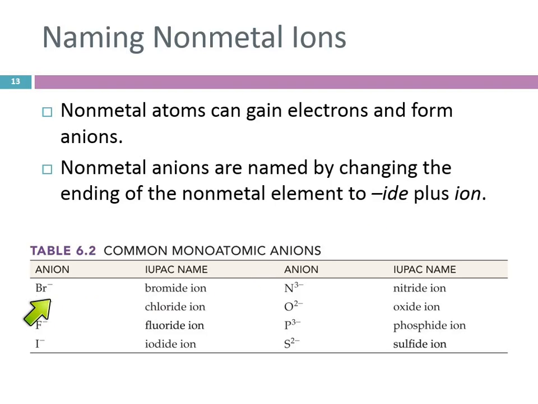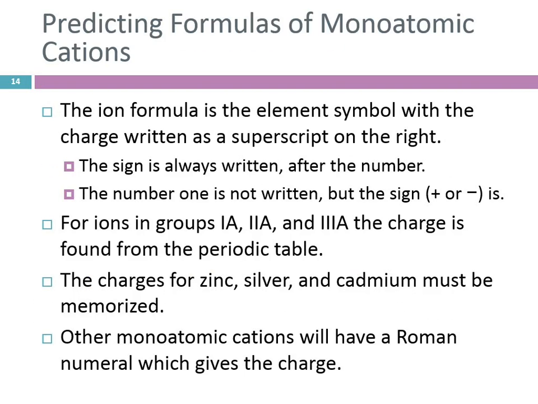So Br is bromine. When it's an ion, it's bromide. Chlorine becomes chloride. Oxygen becomes oxide. What happened to the "yg"? I don't know. "Oxygide" sounded dumb. There's some little exceptions in here. Phosphorus is phosphide. And sulfur is sulfide. So we're taking the ending of the name, changing it to "ide," adding the word ion. That's how we name the nonmetals.